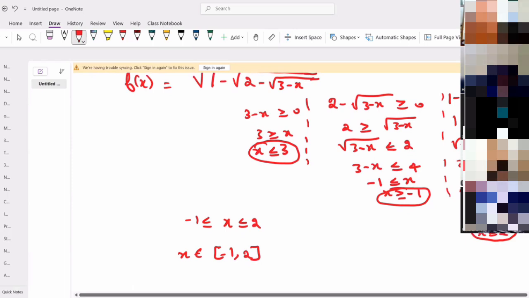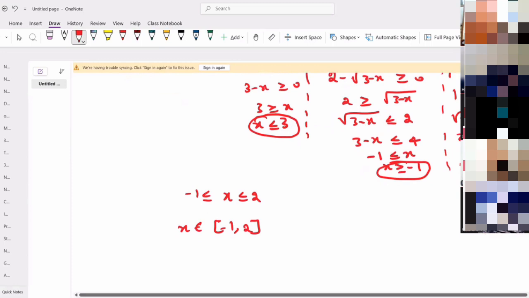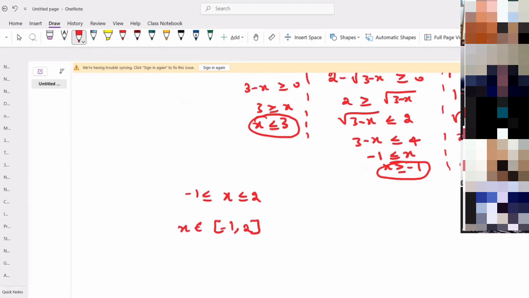Have you all heard about Rolle's theorem? It's a very interesting theorem. So tell me if you're done with this. I'll just explain you about that idea.